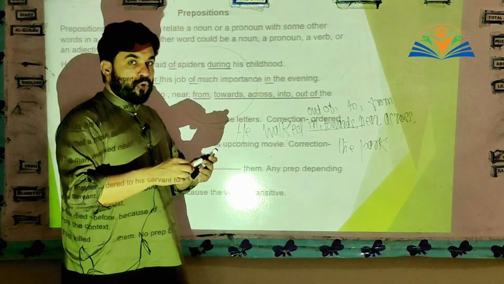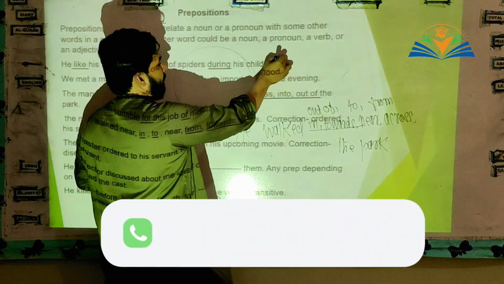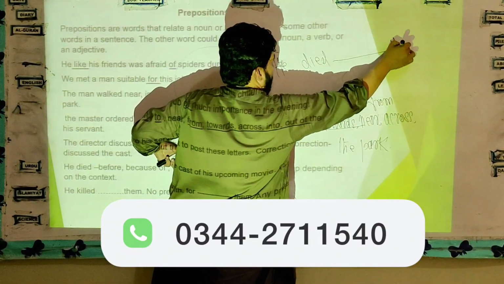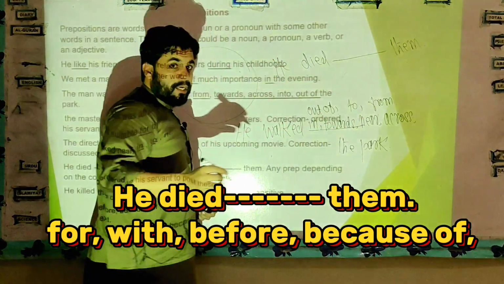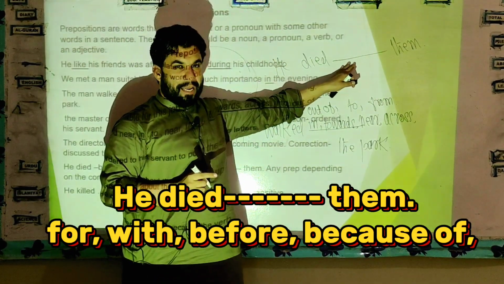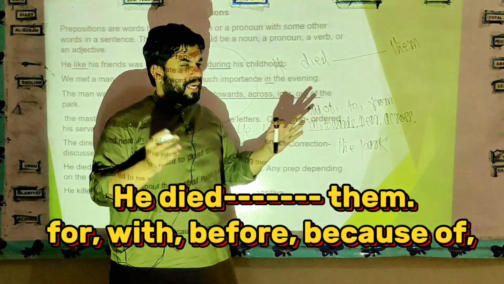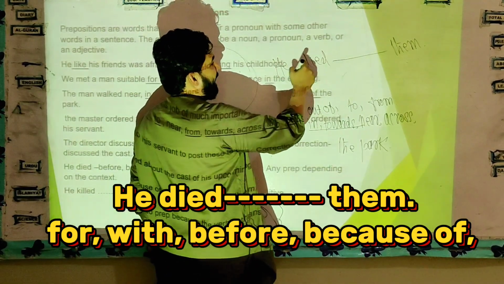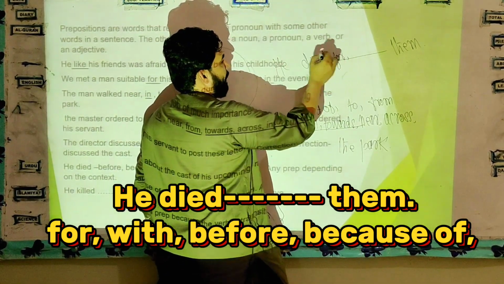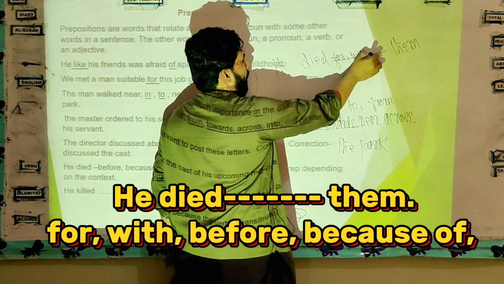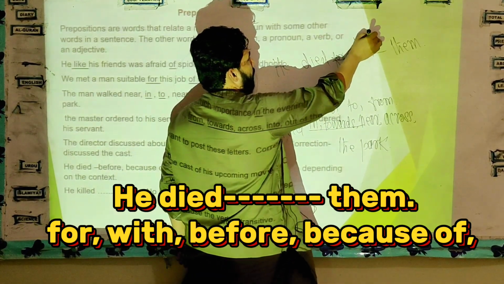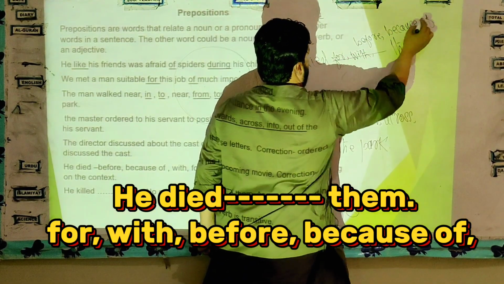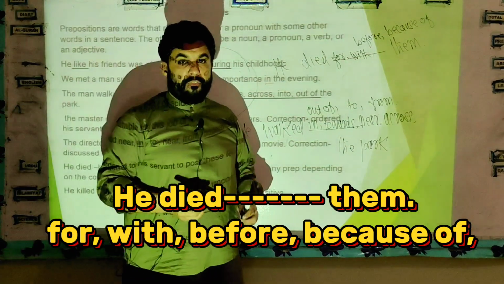I give you one more sentence over here. For instance, if I say, he died, dash them. Now, my dear viewers, if I ask you to fill this blank, what will be your options? It can be any option. Nothing is fixed, right? So we can say over here, he died for them, or with them, or before them, or because of them. And any other option that you can think of.